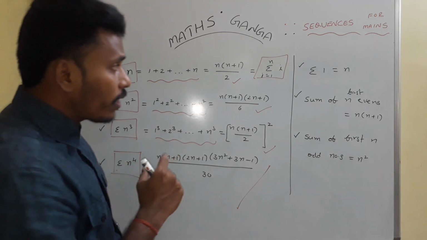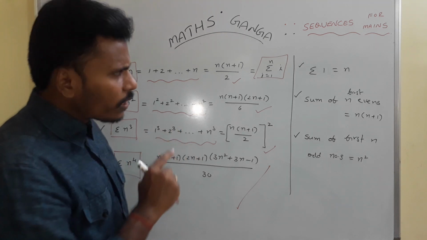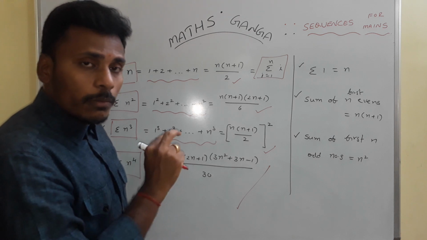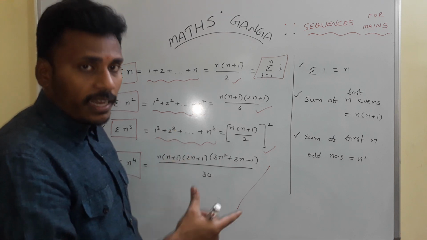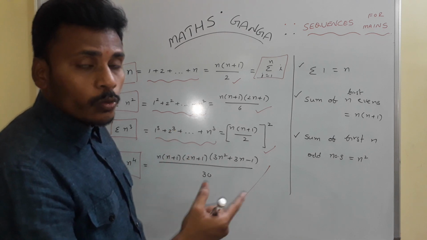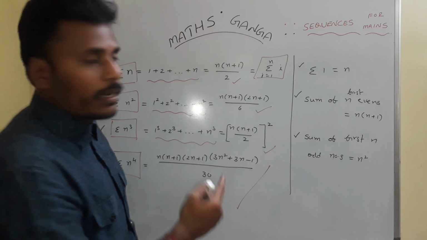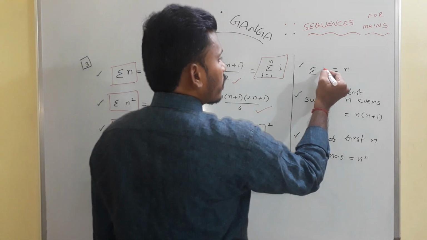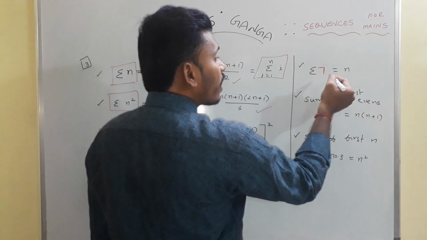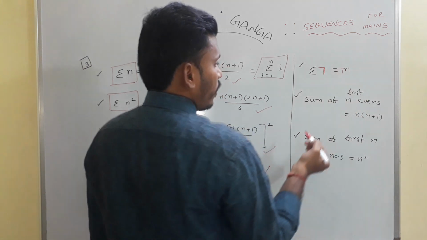And what do you say about sigma 1? Sigma 1 means you need to add 1 for n times. By adding 1 for n times, you will get n. Sigma 1 is n. And suppose if anybody asks what is sigma 7, you need to add 7 for n times, then your answer is 7n, like that.